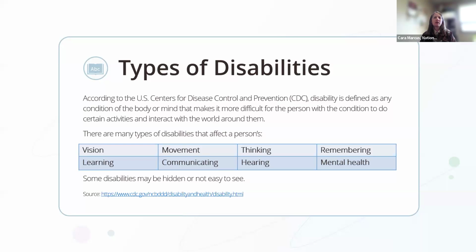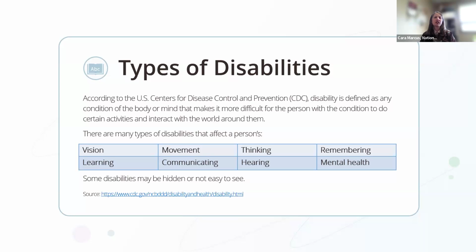So there are different types of disabilities, and for the purpose of this training, National RTAP decided to use the U.S. Centers for Disease Control and Prevention, the CDC, definitions of disabilities. Disability is defined as a condition of the body or mind that makes it difficult for the person with the condition to conduct certain activities and interact with the world around them. Disabilities can affect a person's vision, movement, thinking, remembering, learning, communicating, hearing, and mental health. And within those, there are many variations.